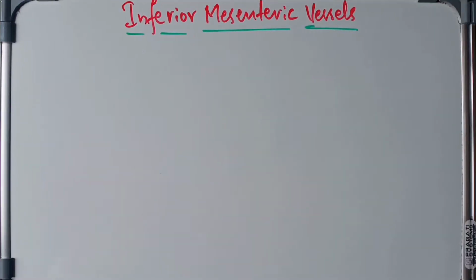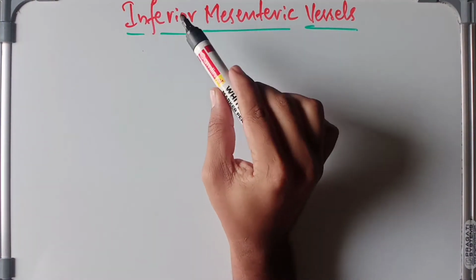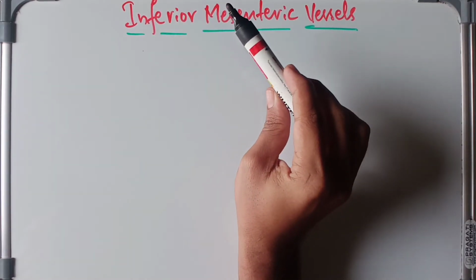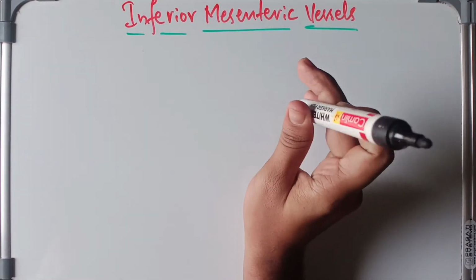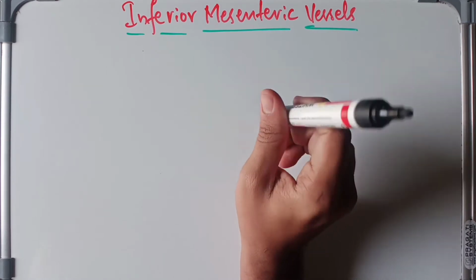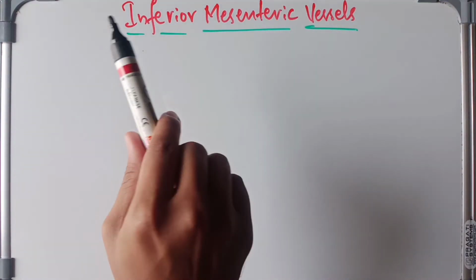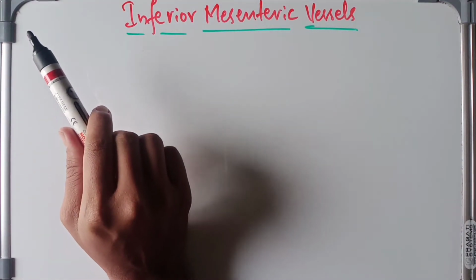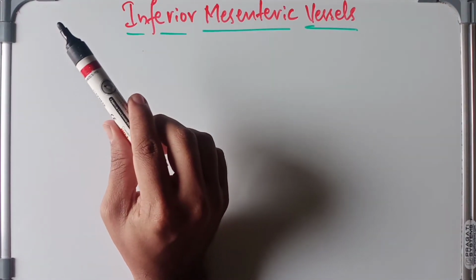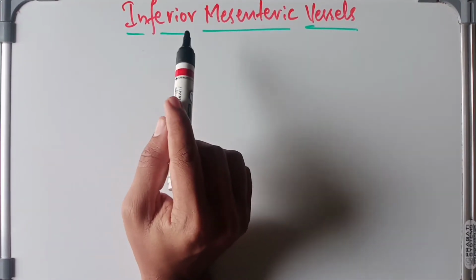Hey guys, welcome back. So today we are going to discuss the anatomy of the inferior mesenteric artery and also the inferior mesenteric vein. If you haven't watched our video on the superior mesenteric artery and vein, please make sure to watch that. Finally, we will discuss the inferior mesenteric artery in terms of its origin, course, branches and distribution.